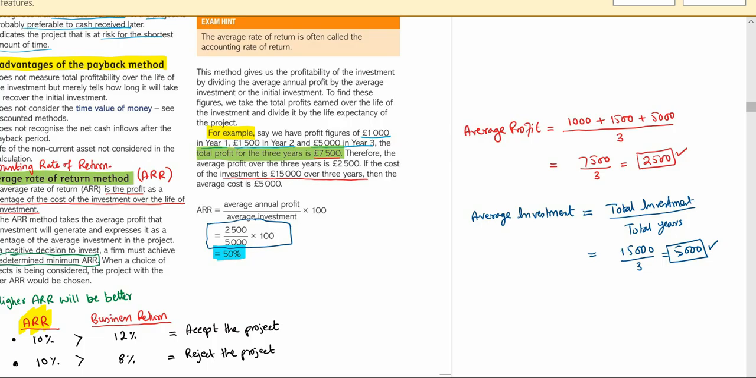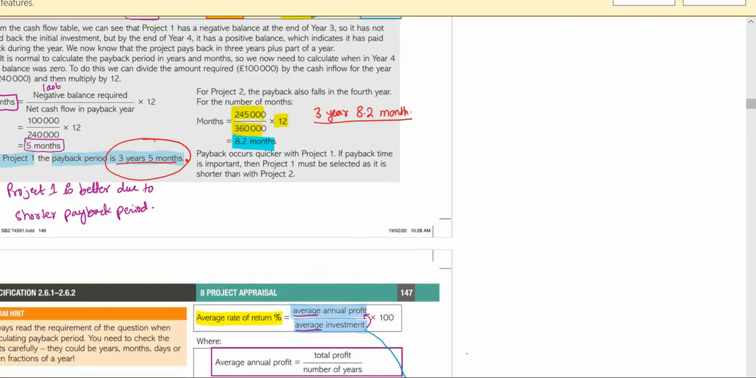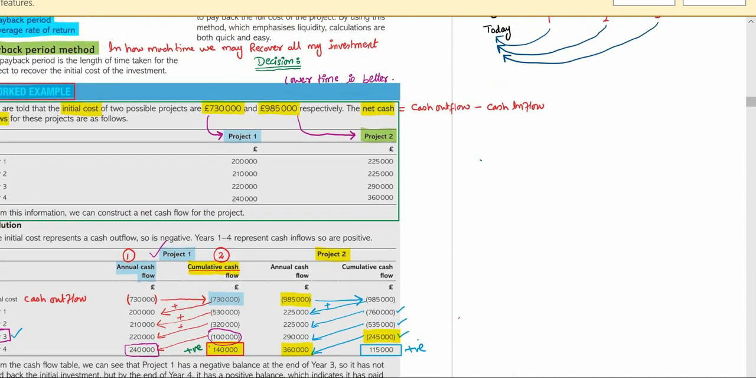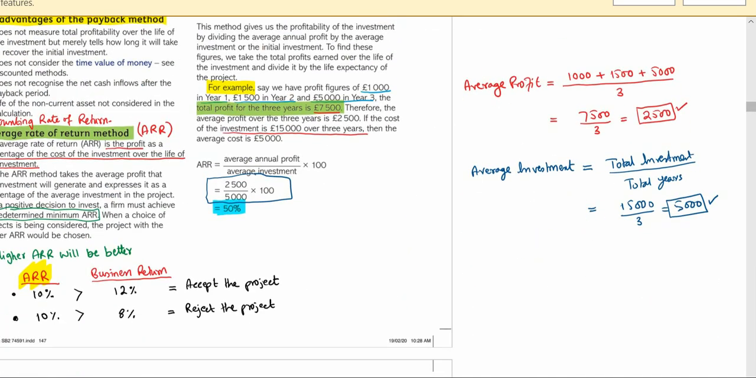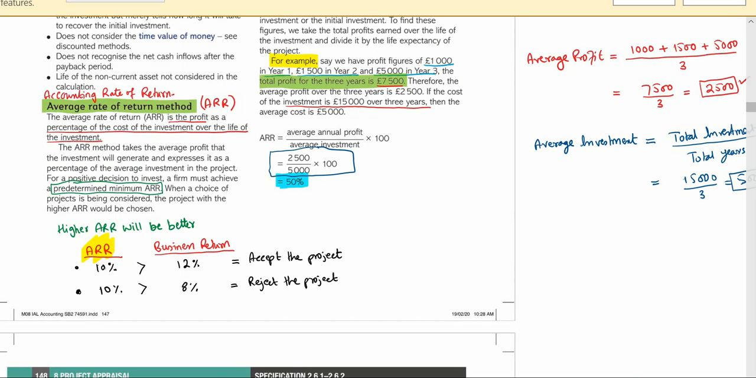Anything you want to ask? Just revise it, take your time, and revise both calculations for the payback period and ARR. Okay. So this was the average rate of return calculation.